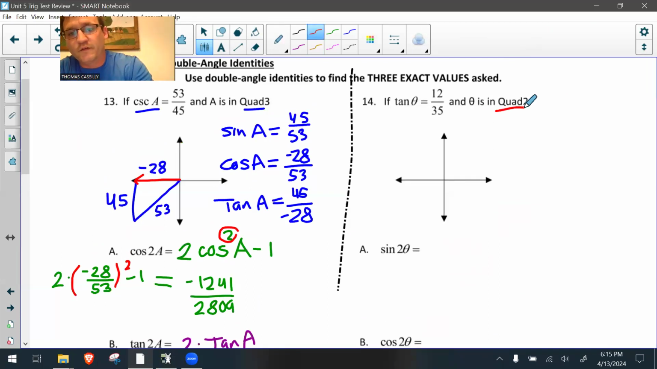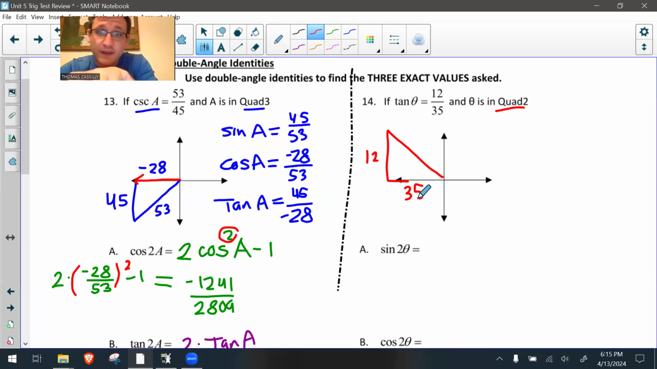So quadrant 2 this time. Tangent is the opposite over the adjacent. Opposite over the adjacent. There is a mistake on this problem. That should be negative, because again, it's going in the negative direction. But that's okay, and that's something to keep in mind. 12 squared.